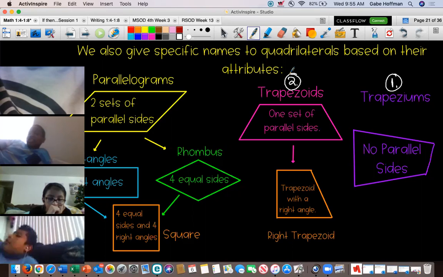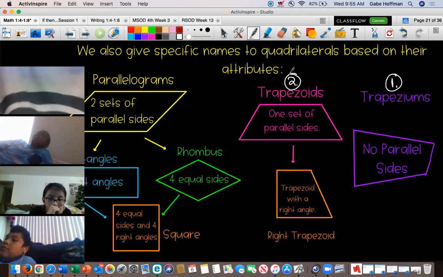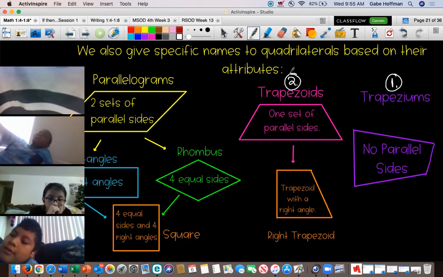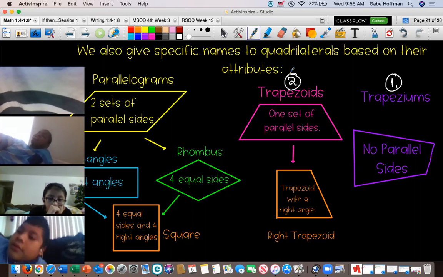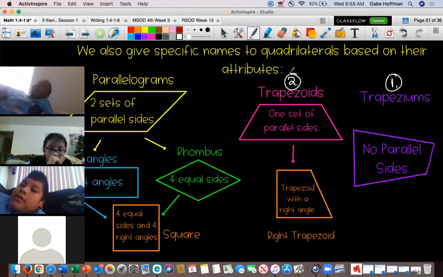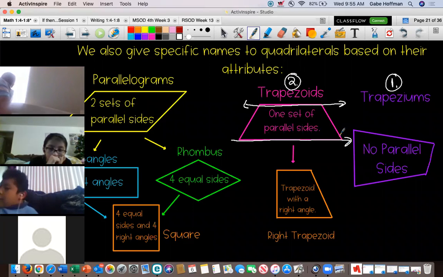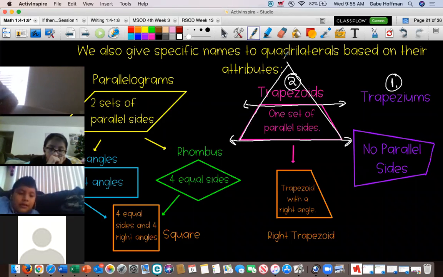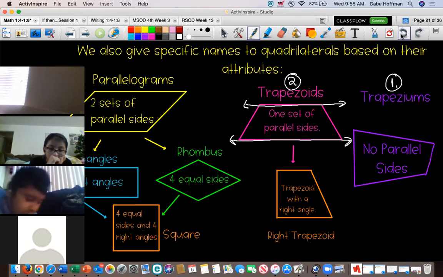CJ, can you read the part in pink about what makes a trapezoid special? One set of parallel sides. Yep. It's got one set of parallel sides. So if you look at the top and bottom side right here on this trapezoid, there's one set. There's not two sets, right? These sides right here would cross over and they're not parallel, right? But the top and bottom side are, they have one set of parallel sides.